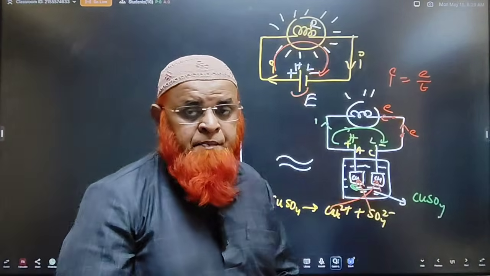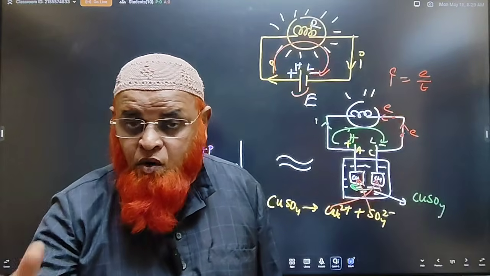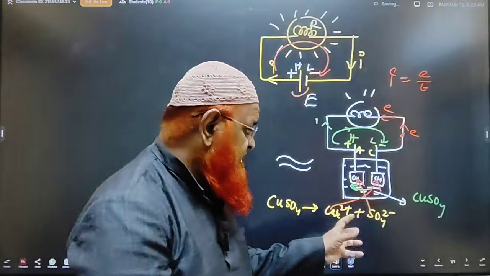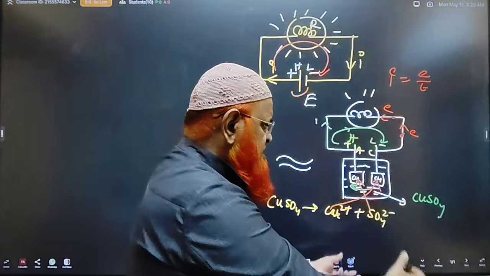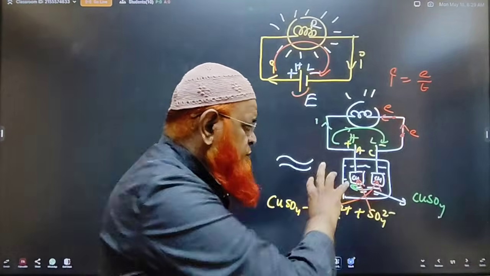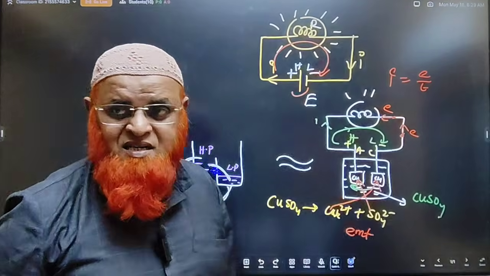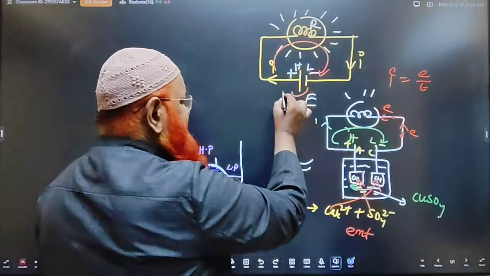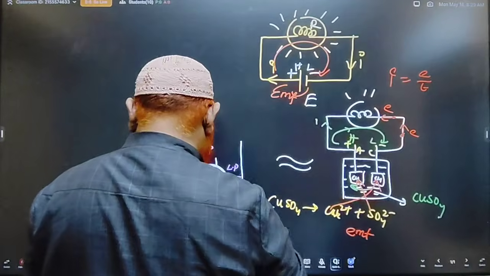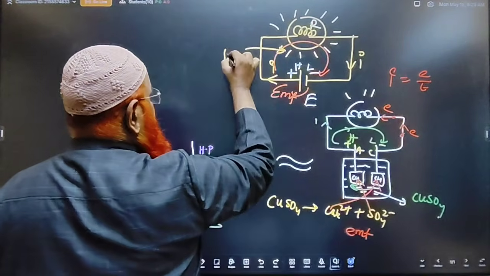But inside the battery, current is not because of electrons, current is because of the flow of ions. Inside the battery, ions will move. Ions will deposit on the opposite electrodes. Positive will go to negative, negative will go to positive. And this process creates electromotive force. So inside the battery, we call it EMF. And outside the battery, this is called potential difference.